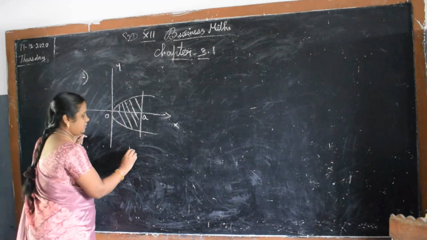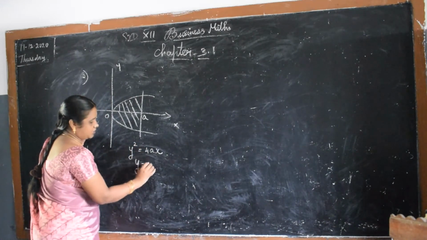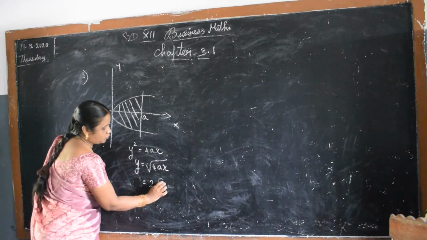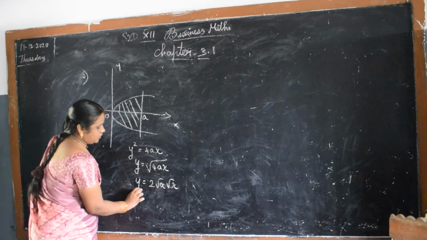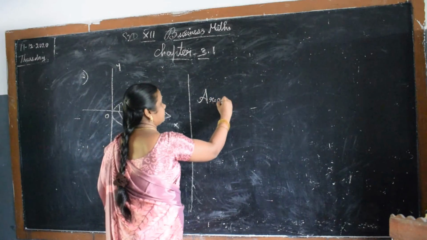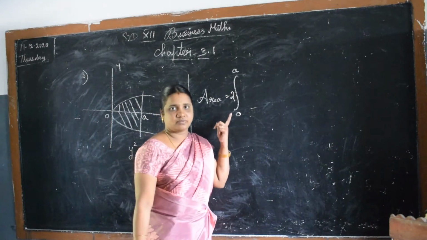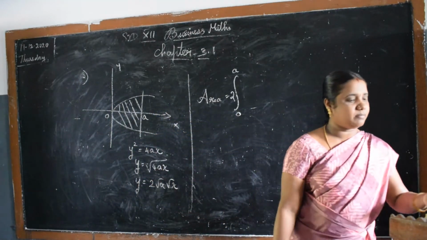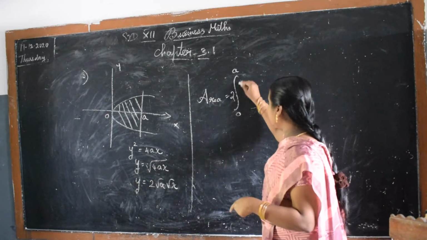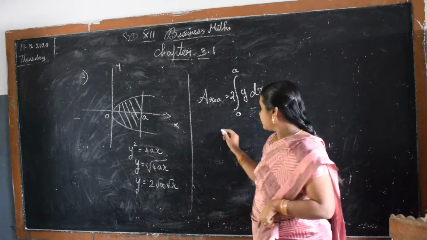See here, what is given? y square is equal to 4ax. That means what is y? Take the root: root 4ax. Root 4 is 2. 2 root a root x. This is the value of y. So now you substitute in the formula. Area 0 to a. For a parabola you have to write twice of, as already given in the example problem. You have to write twice of a to b, 0 to a, y dx. Here our limit is 0 to a.